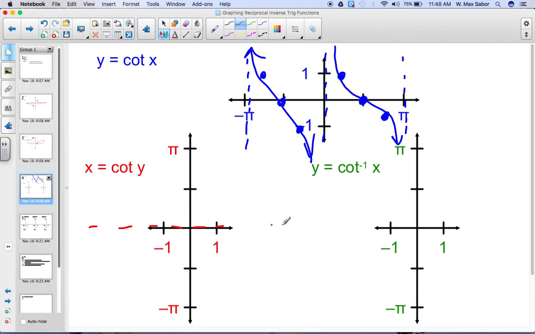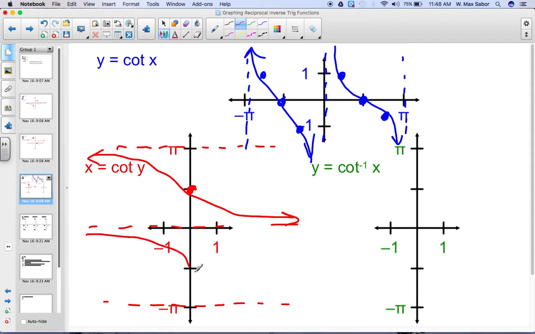Now all horizontal pieces will become vertical pieces and vice versa. So those are our asymptotes. We can graph the reflection this way, and this repeats if we're going to look at x equals cotangent of y.